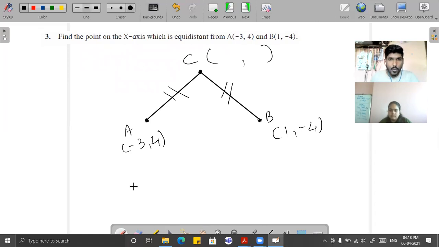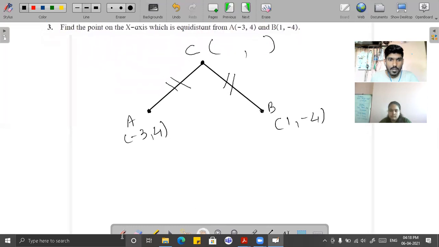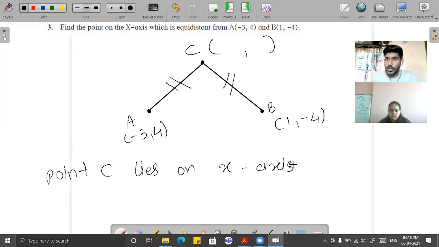Now one thing to note is that point C lies on the x-axis. Why? Because it is given in the question: find a point on the x-axis. I'm saying that point is C and point C lies on the x-axis. Now, how does a point on the x-axis look like? How does it look like?